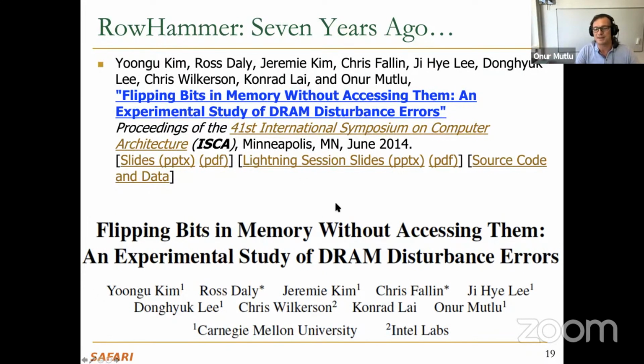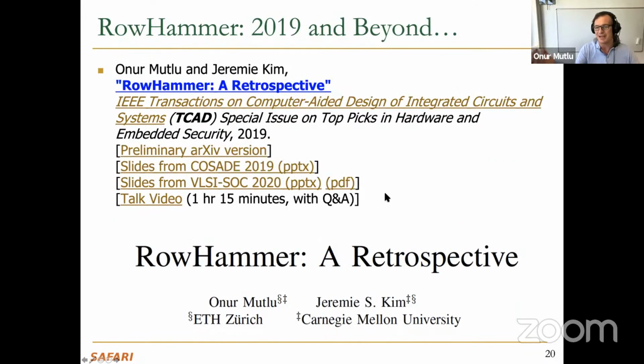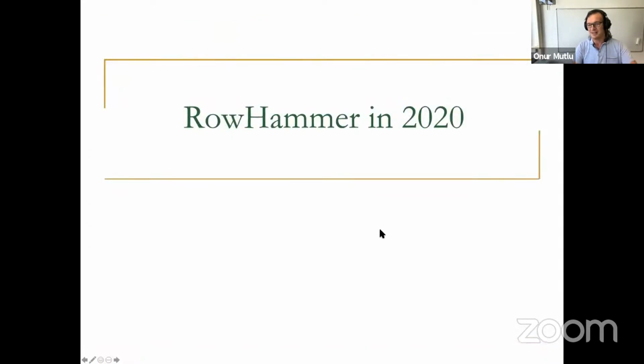So this is the paper that we wrote that introduced RowHammer in 2014. We will have stories about it when we talk about RowHammer in detail. And this is a more recent paper that we were invited to write. And this actually gives a very good coverage of RowHammer research until 2019. But a lot has happened after 2019 also, actually, which I will briefly cover.